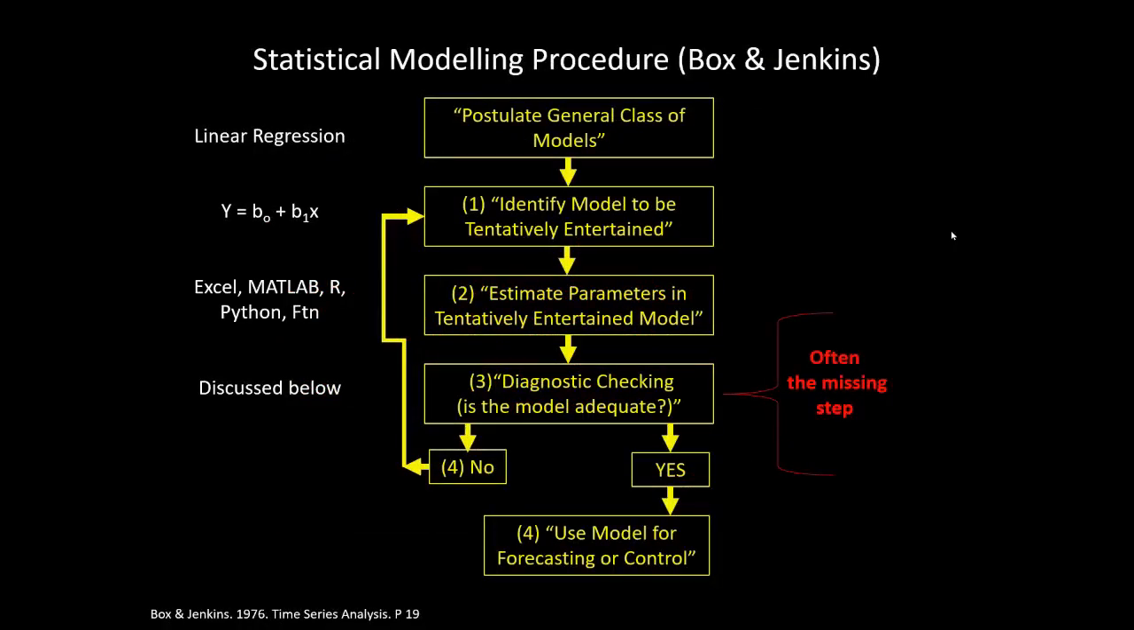So the procedure for modeling, and this would apply to any kind of modeling that you're doing, you postulate a general class of models. This is from Box and Jenkins. We'll be looking at linear regression. We identify a model that we're going to try to fit. Here we'll just use a simple linear model.